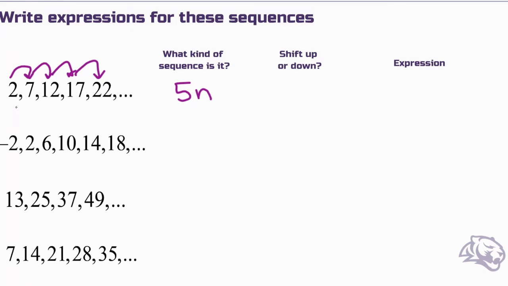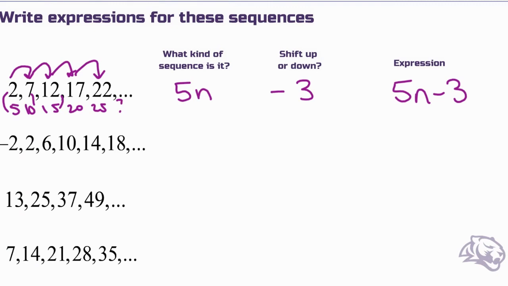So is this the 5n sequence that goes 5, 10, 15, 20, 25? No, these numbers are all smaller. So this one was shifted down 3 places. We took 3 away from each one of those numbers in the 5n sequence. So what's my expression? 5n minus 3. For any term in that sequence, 5 times n minus 3 is going to give me what the term is in that sequence.